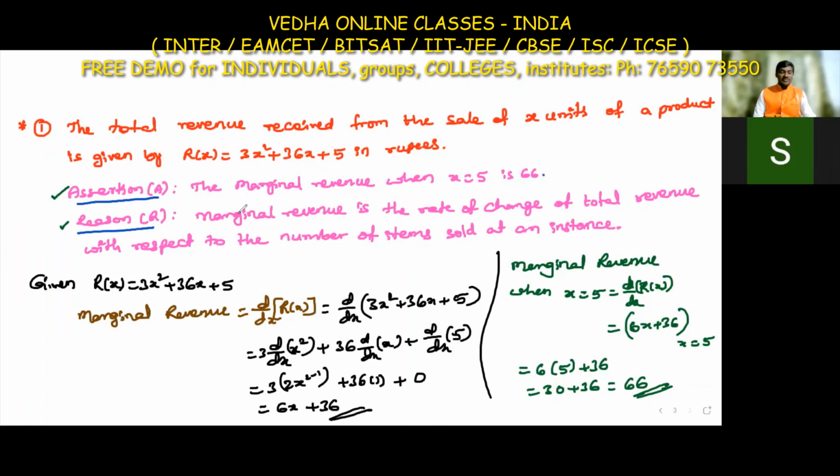Here the options are: both A and R are true, and R is the correct explanation of A. This is the first option, and only the first option is correct here. The second option, both A and R are true but R is not the correct explanation of A, is wrong. The third option, A is true but R is false, is wrong. And the fourth option, A is false and R is true, is also wrong.